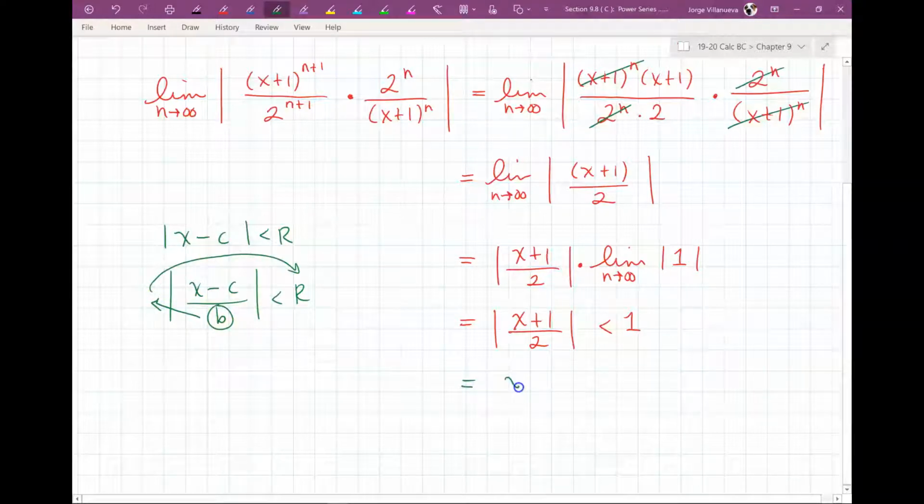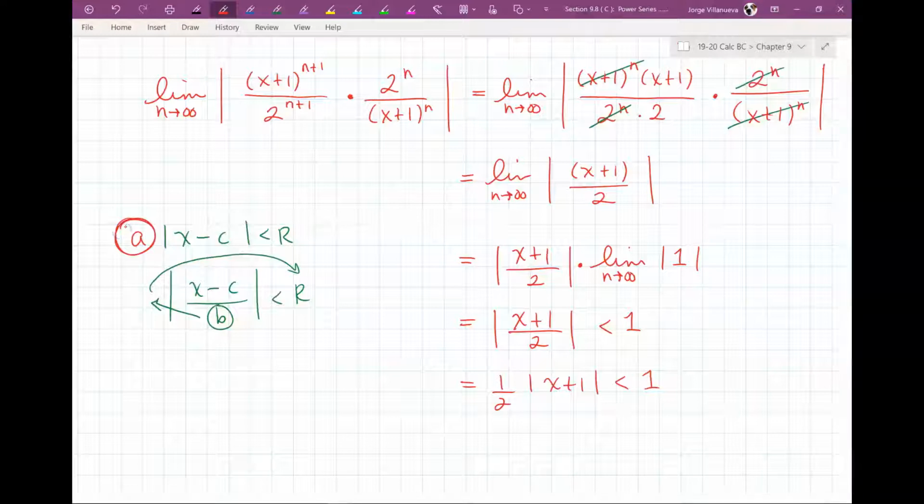So this problem will become, I'm sorry, let me change the color here. This is going to become one half the absolute value of x plus 1 less than 1. But I'm not supposed to have a term over here, right? I'm not supposed to have that there. That's not the definition. The definition says it's just supposed to be a basic x minus or plus a number in an absolute value less than an r value. So what I'm going to do is multiply by 2.